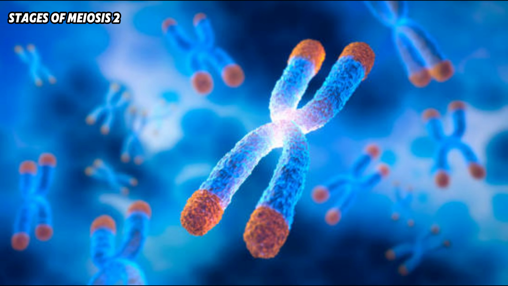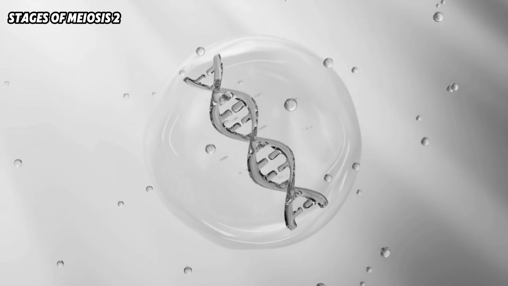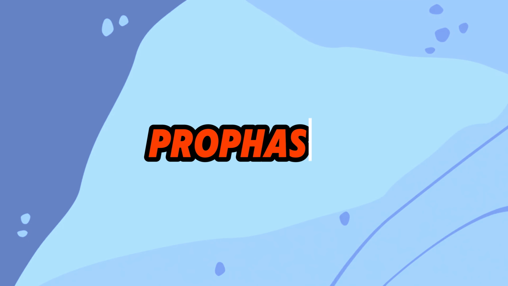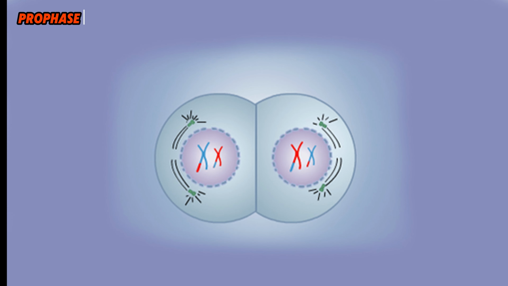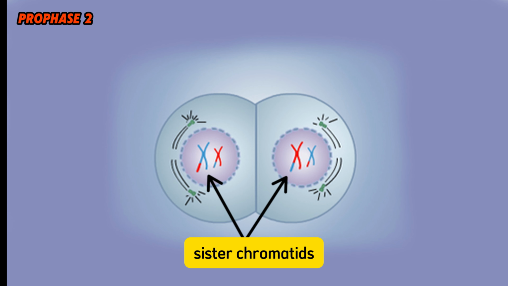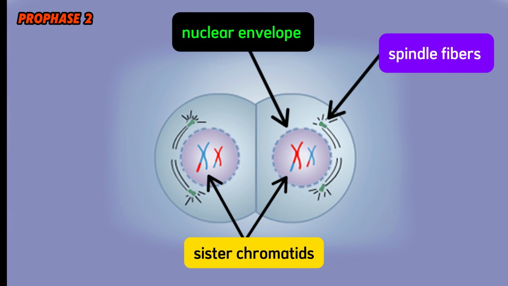Let's come back to the phases of meiosis 2. Here is the first phase of meiosis 2, which is prophase 2. You can call it getting ready again. In prophase 2, the chromosomes, still consisting of sister chromatids, start to condense again. The nuclear envelope breaks down if it has been reformed, and new spindle fibers begin to form.